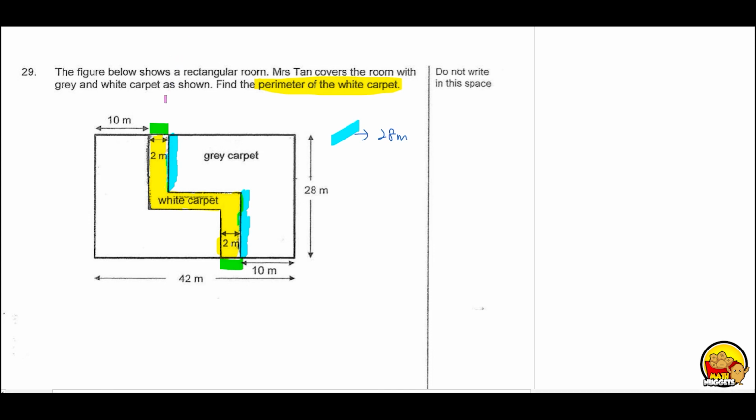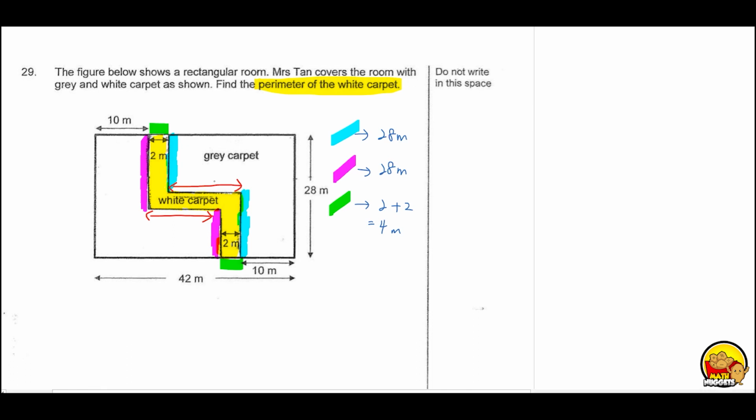And we look at the purple part, this and this makes up 28 meters as well. Let me indicate the green as well. The green in total would be 2 plus 2, which is 4 meters. Now which part is missing? This. We need to find out what those are.